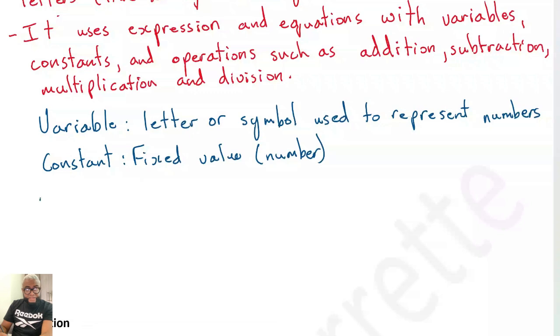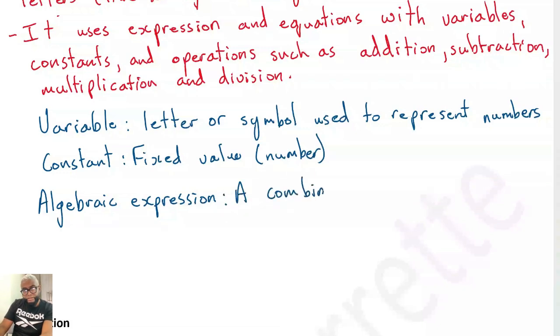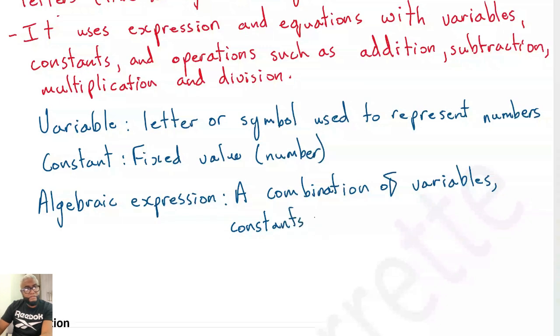Then we have the expression, an algebraic expression. A combination of variables, constants, and operations. Right? The operations are like minus, plus, multiplication, division, right? And then you have that without an equal sign.